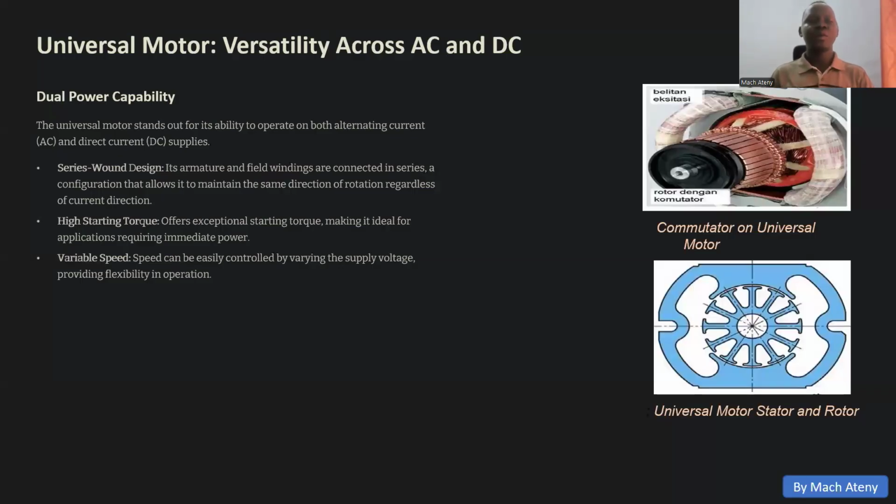The series wound design. We're having high starting torque. We're having variable speed. The speeds are not the same for AC and DC motor. So its armature and field winding are connected in series, a configuration that allows it to maintain the same direction of rotation regardless of current direction. High starting torque offers exceptional starting torque, making it ideal for applications requiring immediate power. The speed can be easily controlled by varying the supply voltage, providing flexibility in operation.